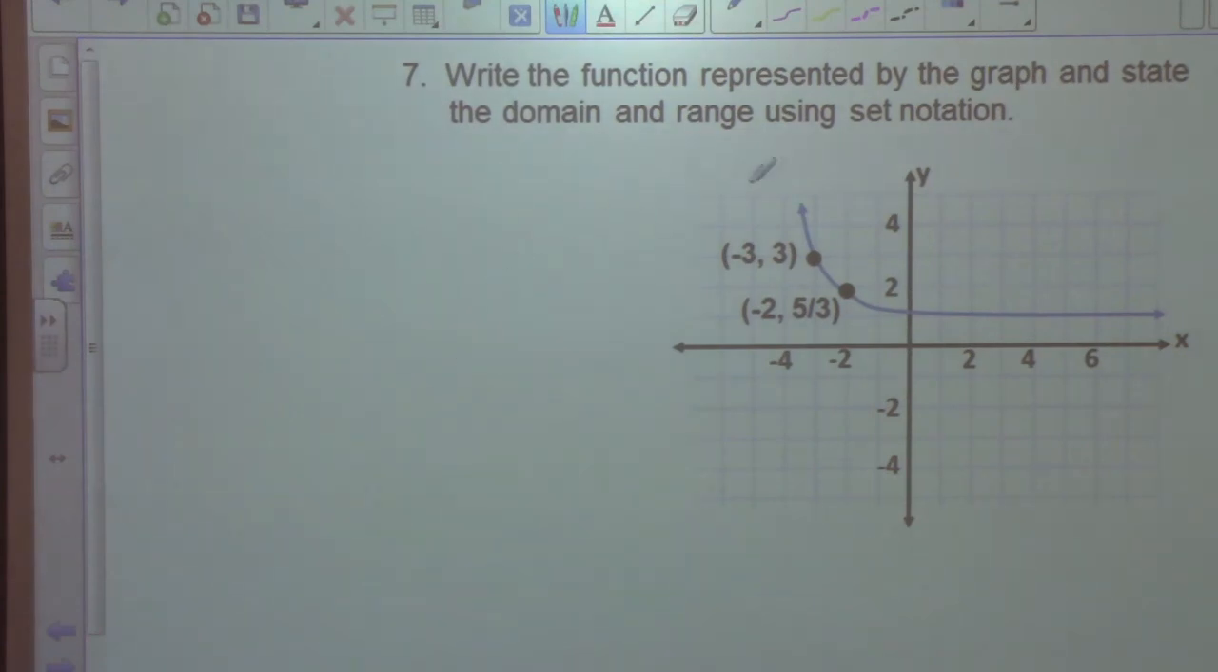All right, so this one right here, I'm going to say domain, everywhere. And range, y such that y is greater than 1. So I got those out of the way.